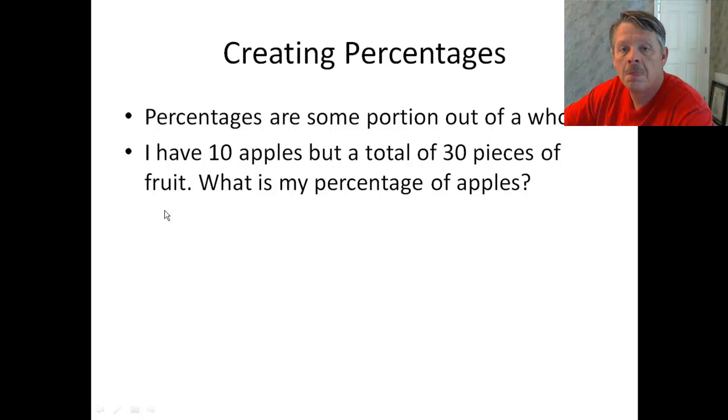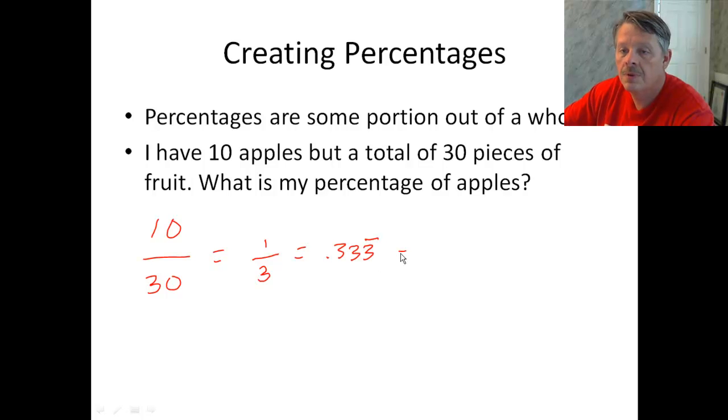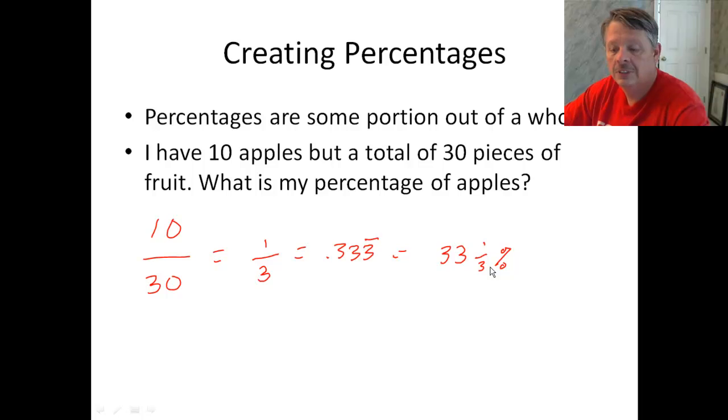Okay, welcome back. You have 10 apples, you have 30 pieces of fruit. That's equal to 1/3, which is 0.333, and that repeats. So that's equal to 33 1/3%, or approximately 33% is apples. So you should be able to do that as well.